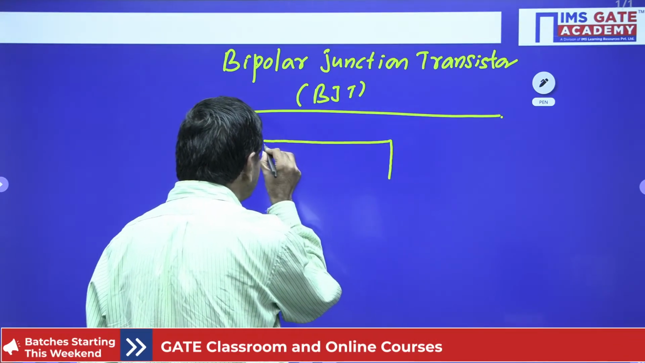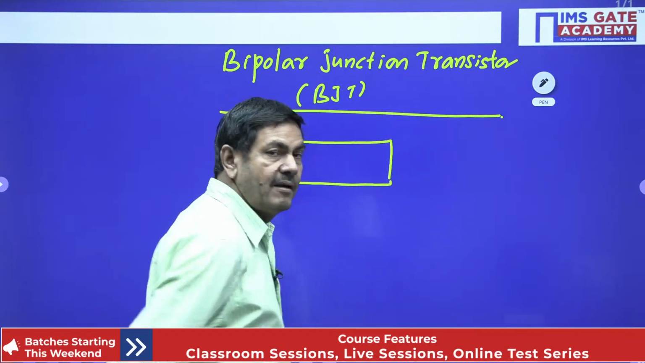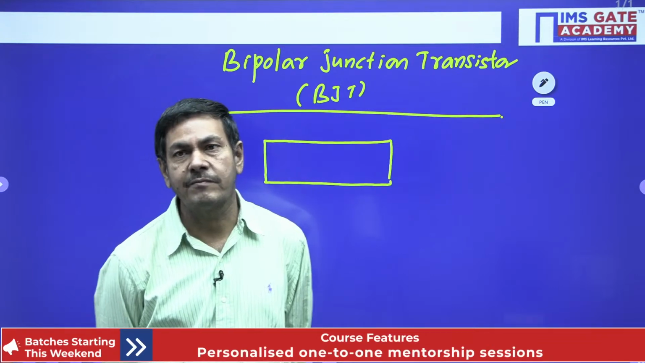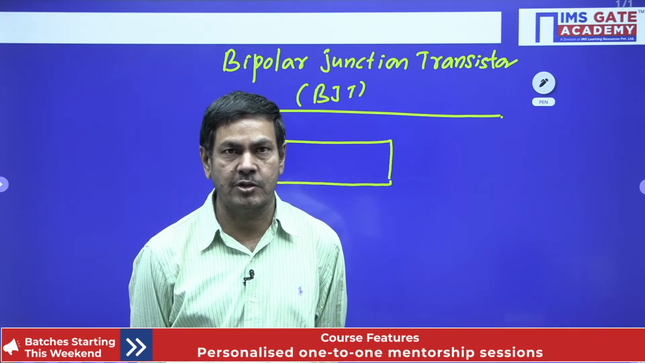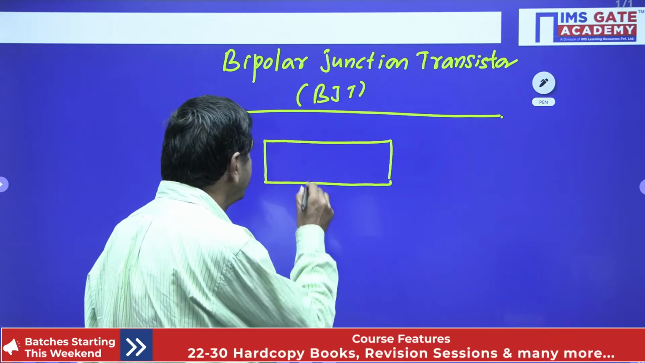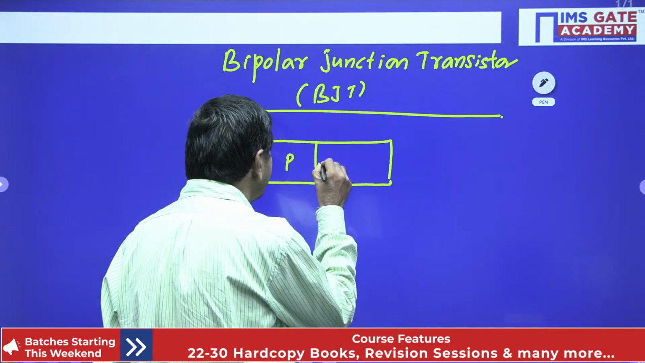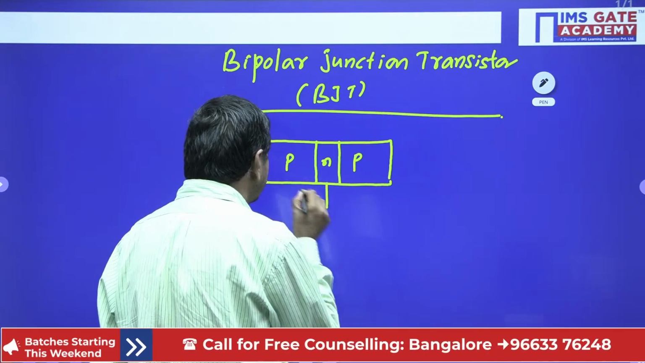How many types of transistors are there? That point is very important at first. There are two types of transistors we know. One is said to be the PNP transistor, and the second one is said to be the NPN transistor.